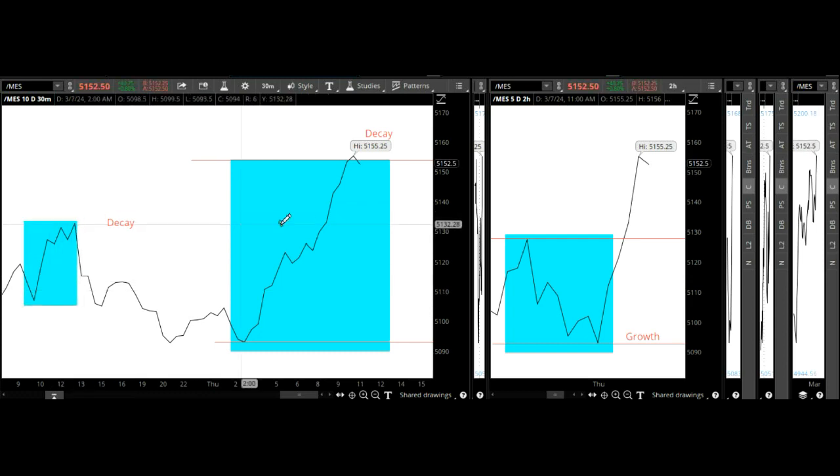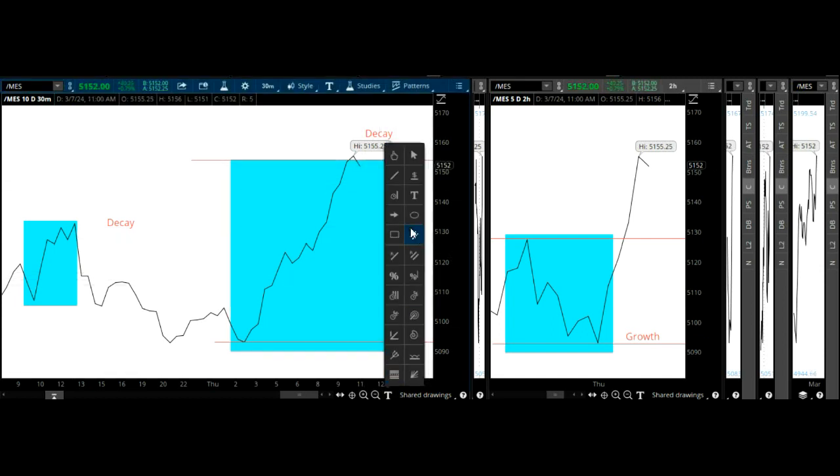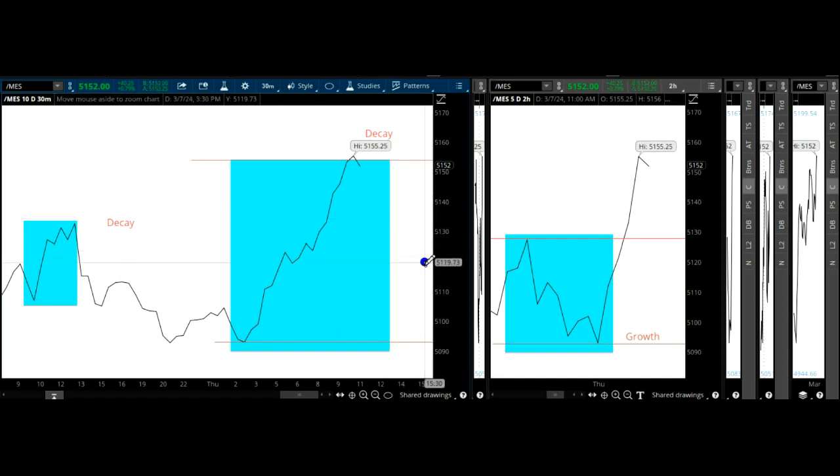Decaying means the top. The bottom here means growth and goes up. How far will it go down? We don't know until we find out what will happen around here. The initial target would be back down to 5092 here.